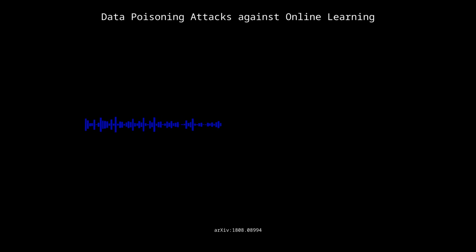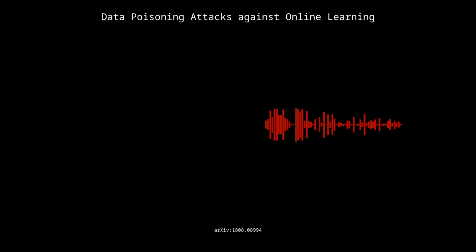Oh, so like it has a memory. Yeah, exactly. It's like a smoothing mechanism that makes it less susceptible to sudden shifts caused by a few bad data points. So it's more robust. Yeah, exactly. More robust to those adversarial perturbations.